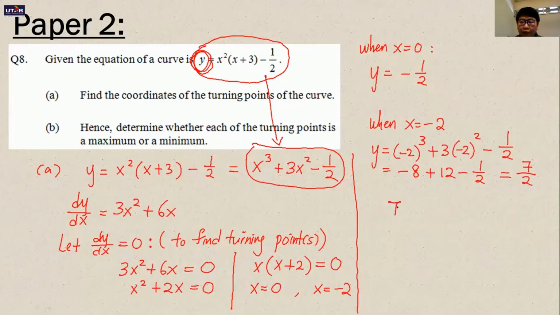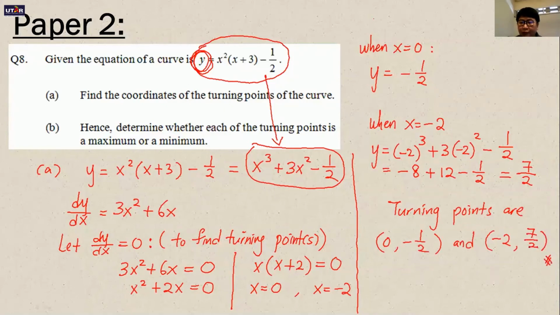Alright, so the turning points are: first point 0, negative 1 over 2, and second point negative 2, 7 over 2. These are the x coordinates and y coordinates. So this is the answer for part A. Next, we have two turning points. Are they maximum points or minimum points? We are not so sure. So what should we do? We are going to use a second derivative test to test it.